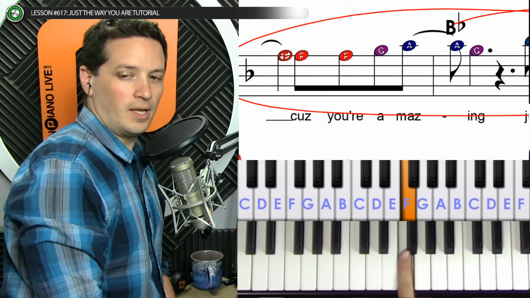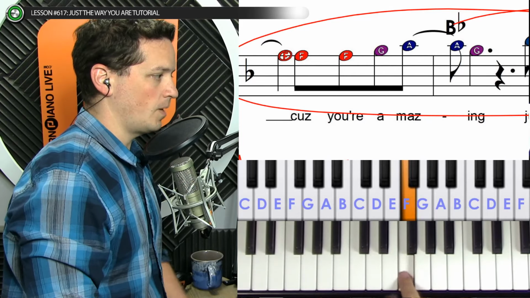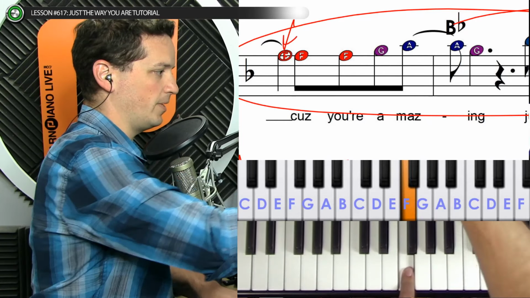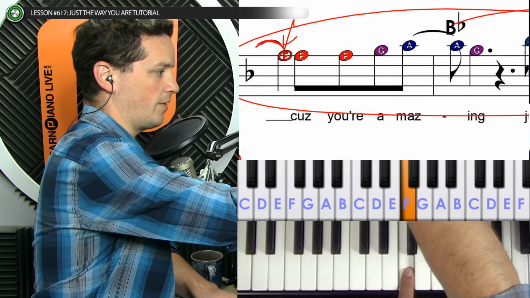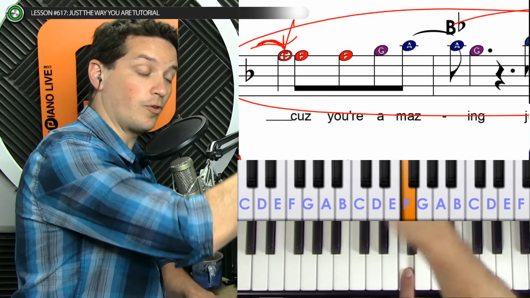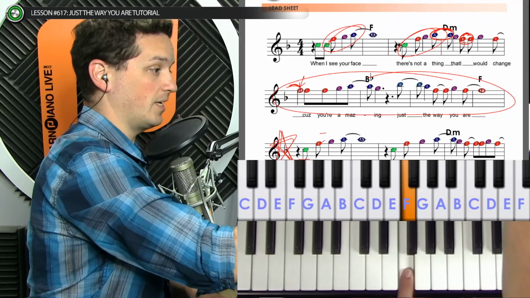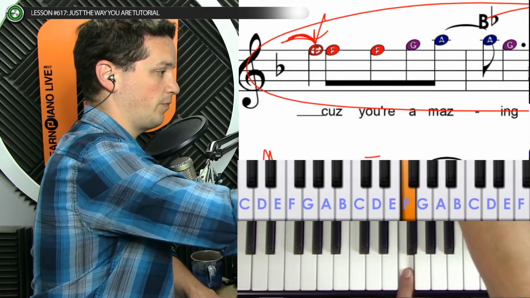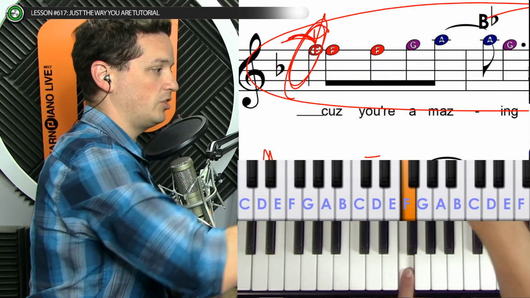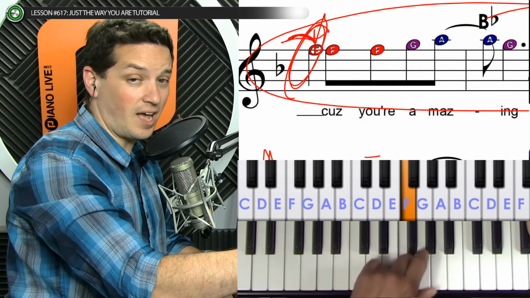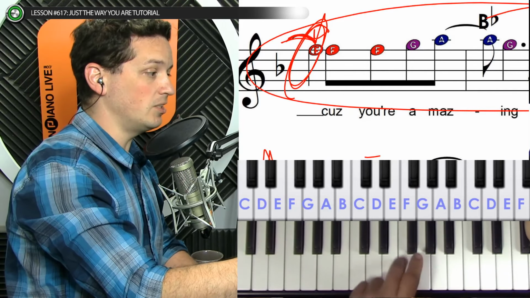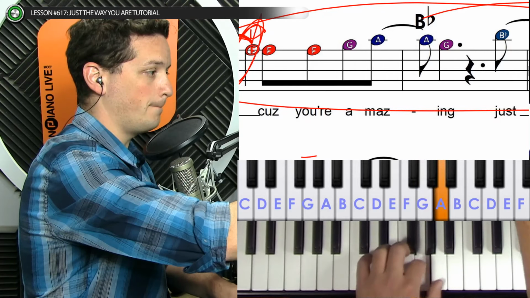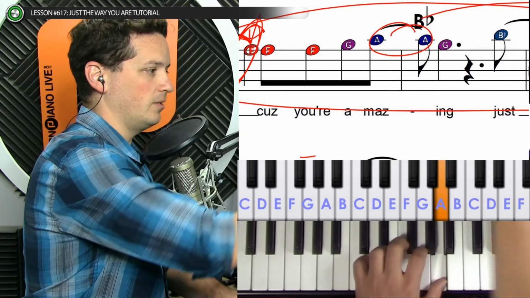"Cause your" is 2 Fs. By the way, this F right here, it looks like there's supposed to be an F right there, but you notice this sneaky little guy right here, that means that he's still tied over from the note before. So that one is connected to "change." So this first F right here is still a part of "change." So the first F that we actually have on this line that we're gonna play is "cause you're a may." Again, those 2 are tied together.